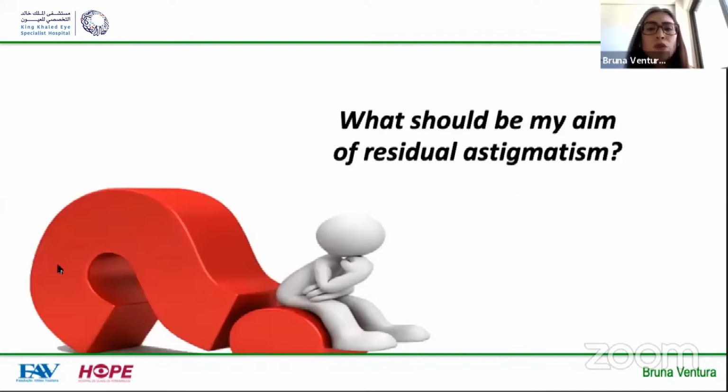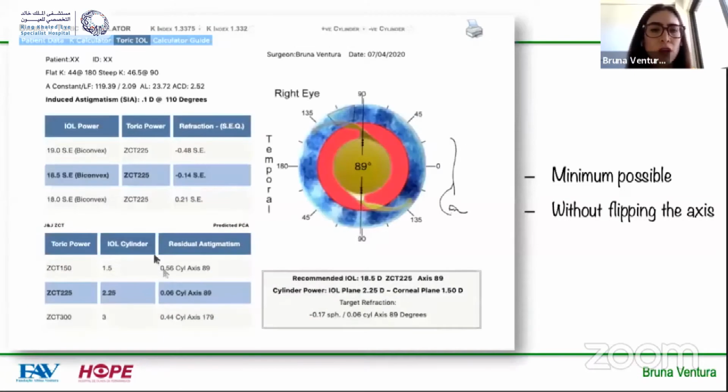What should be my aim of residual astigmatism? When we were talking about the Toric calculator, we talked about this part of the calculator here. And when we were beginning the lecture, I was talking about 0.5 diopter of astigmatism being the cutoff point where patients usually start noticing the astigmatism changing their vision.